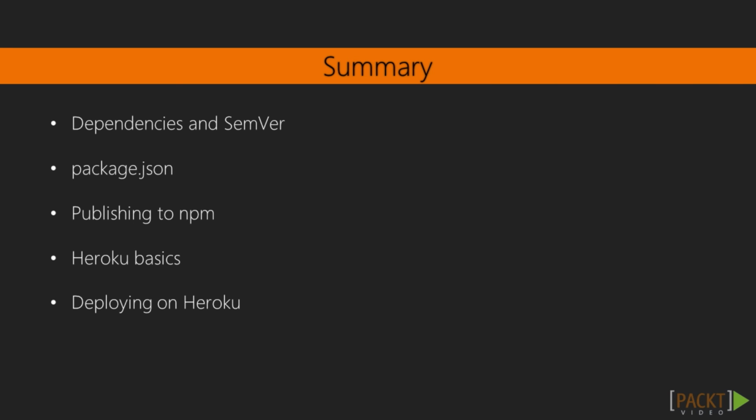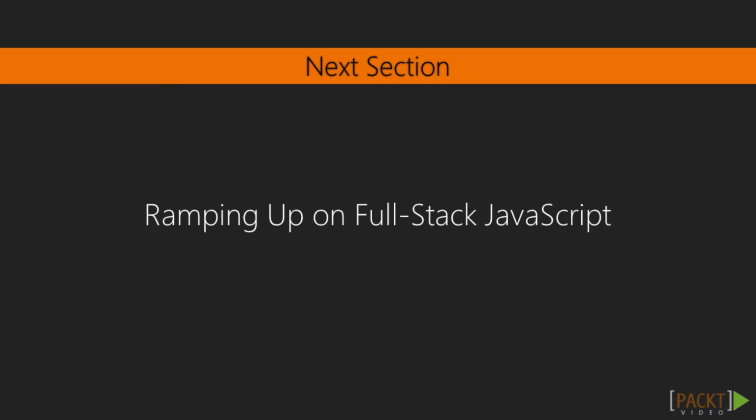In this video, we have learned how to install Heroku Toolbelt, how to deploy an application, and how to configure it. In this section, we learned what is dependency hell, what is semantic versioning and why use it. We learned what is a package.json file, how to create it, and what's inside it. We learned what is NPM, how to prepare the package for publishing, and how to publish to NPM. We learned what is platform as a service, what is Heroku, and how it works. In the next section, we will learn about ramping up our full-stack JavaScript.